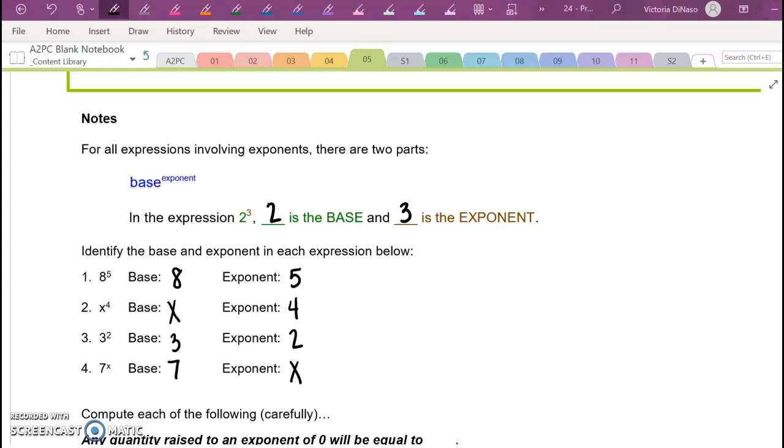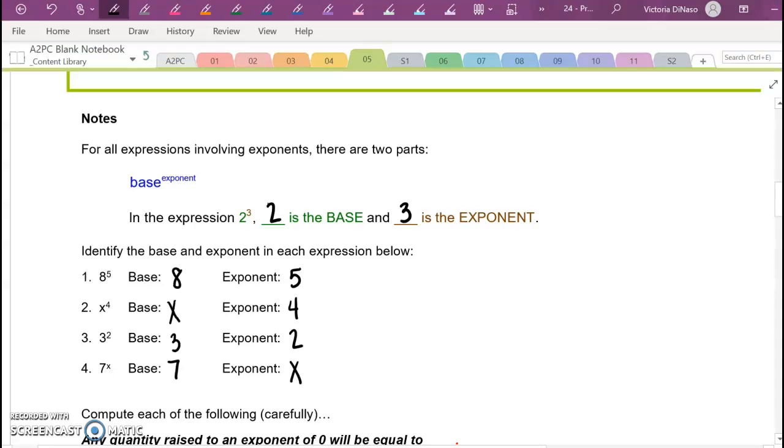So in number 1, my base is 8, the exponent's 5. In number 2, my base is x, the exponent's 4. In number 3, my base is 3, the exponent's 2. And then in number 4, the base is 7 and the exponent is x. Now the base is really important as we go through the rest of these problems because for most of the problems, if the bases are not the same, you can't apply any of the rules to the exponents.